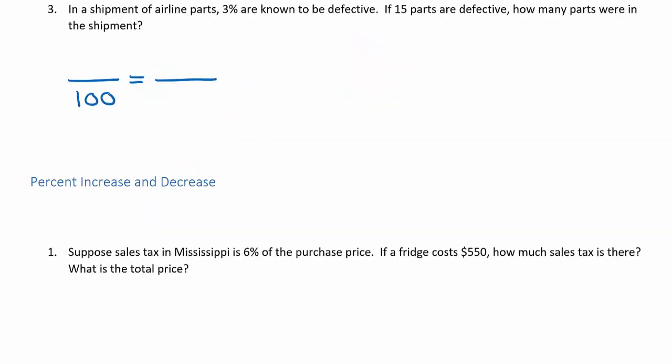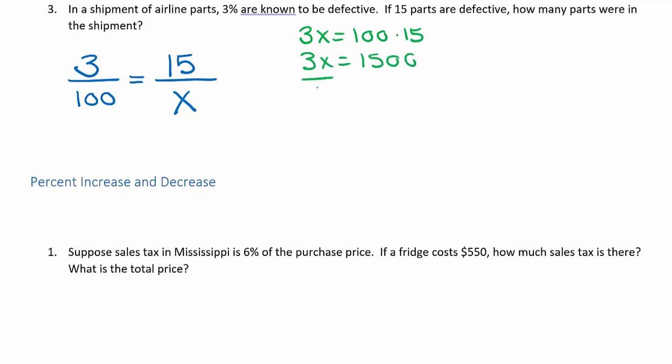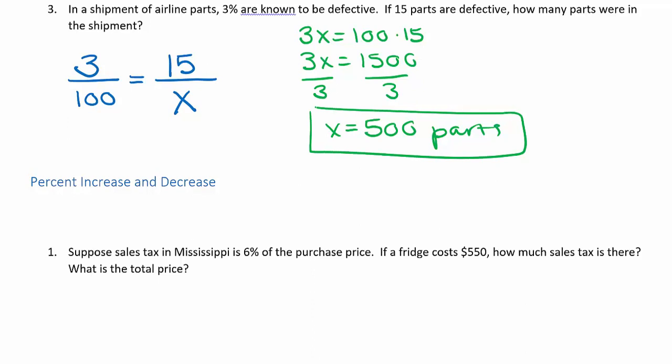Example 3, in a shipment of airline parts, 3% are known to be defective. Okay, we know the percent, that always goes over 100. If 15 parts are defective, how many parts were in the shipment? So this time we're actually solving for the total number of parts in the shipment. That means the x goes on the bottom. The 15 is part of the total, that goes on the top. And of course, once you have that proportion written, you can set those cross products equal to each other to solve. So 3x equals 1500, divide by 3, and x equals 500 parts.